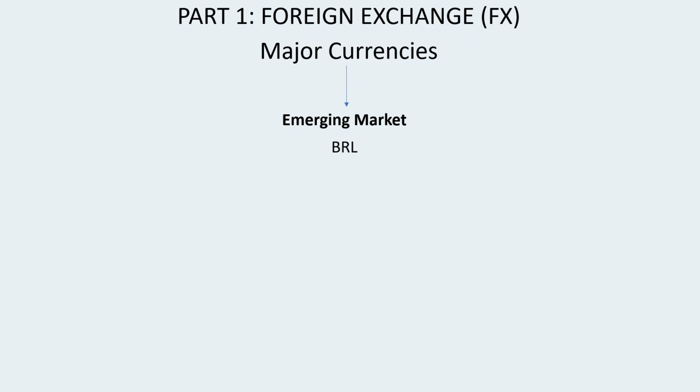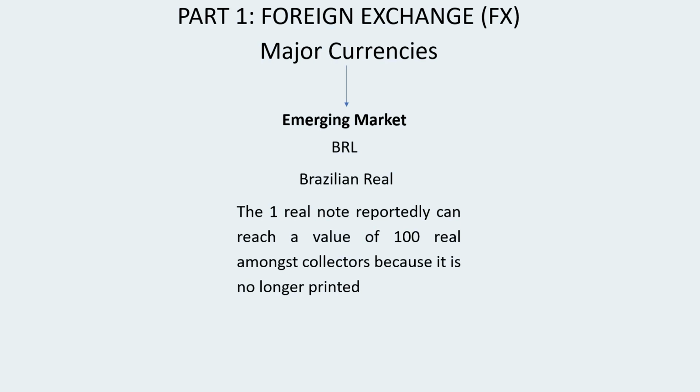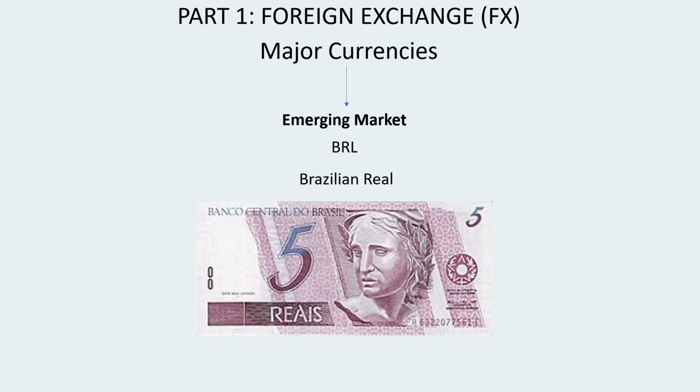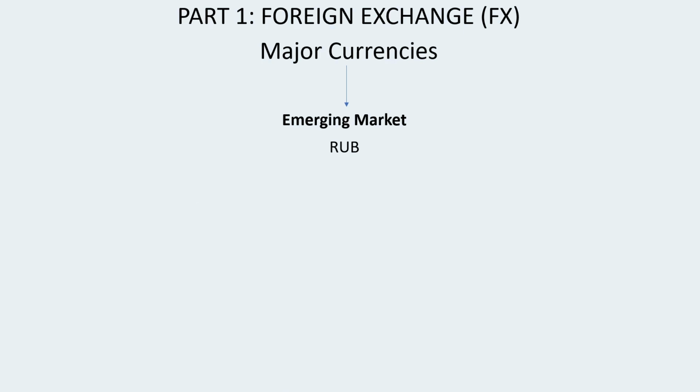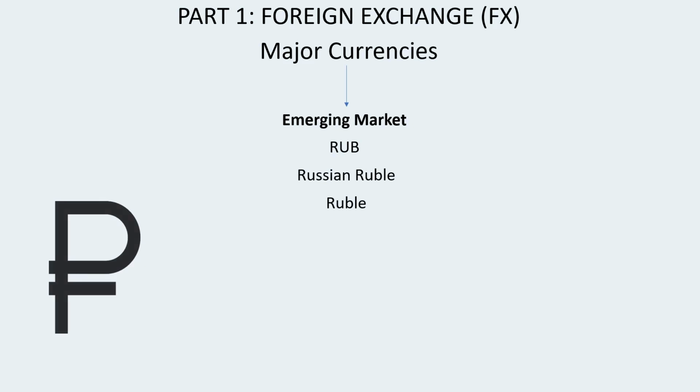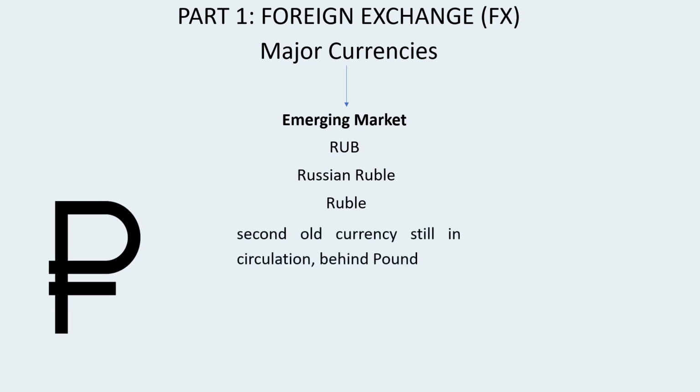The first currency on the emerging market list is the BRL, which is the ISO code for the Brazilian real. Real is pronounced real. The 1 real note reportedly can reach a value of 100 real amongst collectors because it is no longer printed. The Brazilian real looks like this. The second currency on the emerging market list is the RUB, the ISO code for the Russian ruble. It is also known as just the ruble, and the symbol looks like this. This is the second oldest currency still in circulation behind the sterling pound, and the note looks like this.